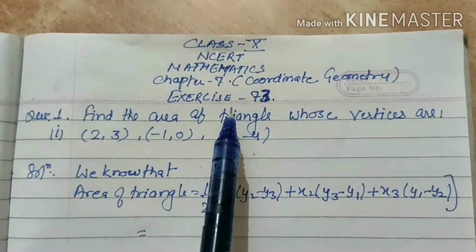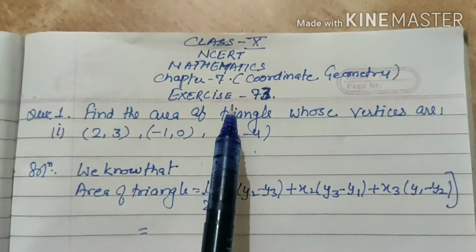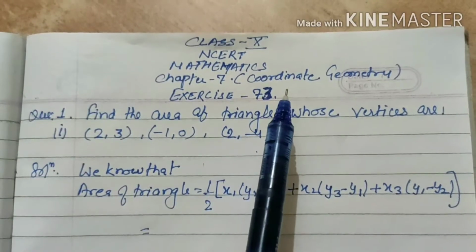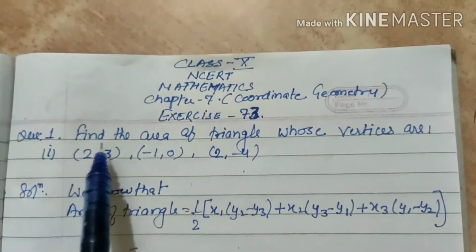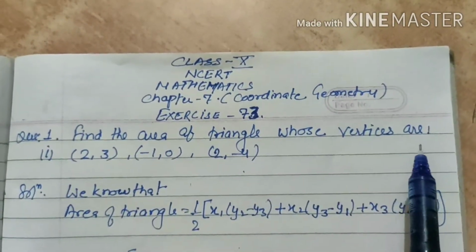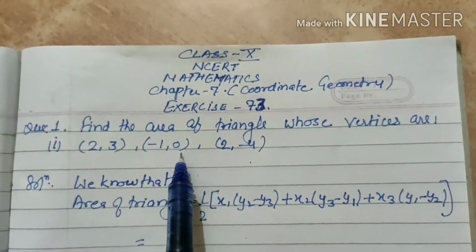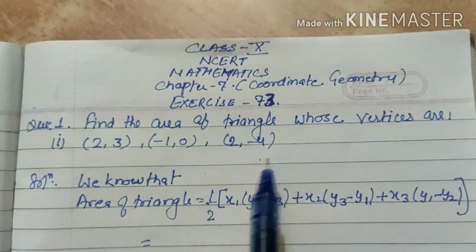Hello everyone, in this video we will start exercise 7.3, chapter 7, that is coordinate geometry. So let's start. Question number 1 is: find the area of the triangle whose vertices are (2, 3), (-1, 0) and (2, -4). So let's start.